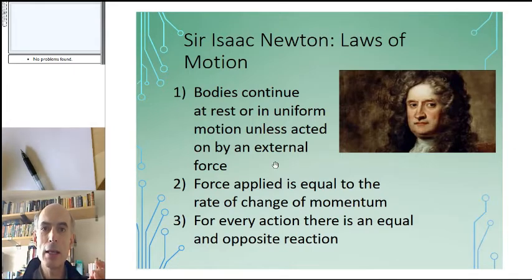The body, even in the absence of air, would keep moving at the same velocity unless an external force acts upon it. And Newton's second law of motion tells you what the effect of that force is. The force applied is equal to the rate of change of momentum.